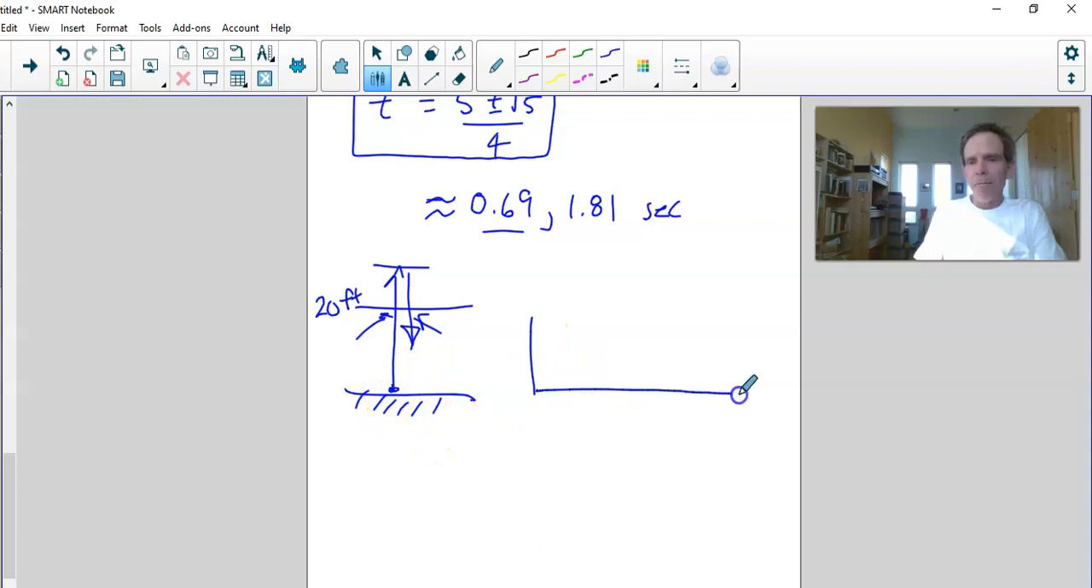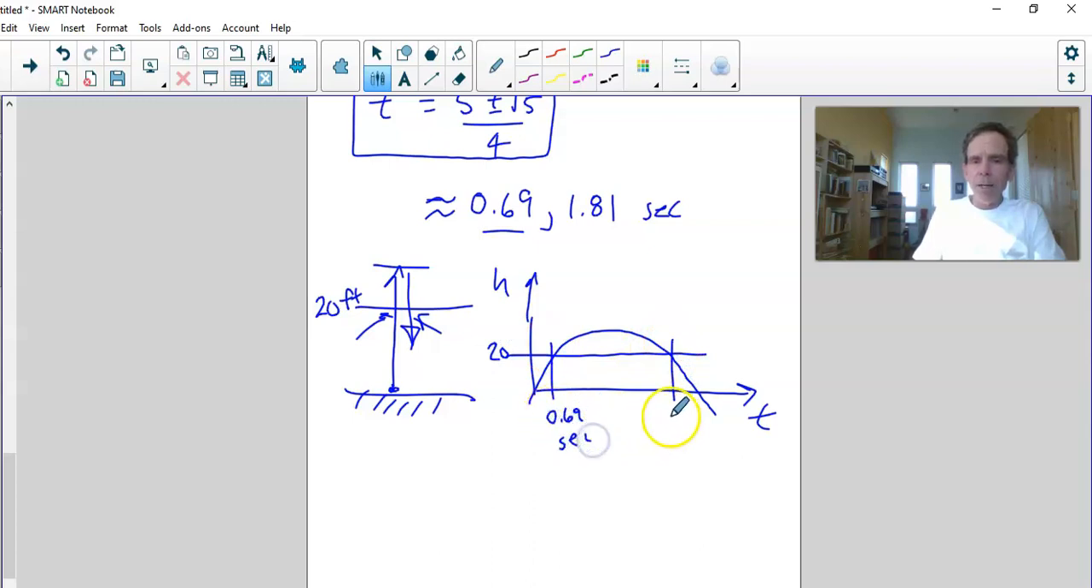A nicer graph would be to write the height versus the time, which gives you this parabola. This is not the trajectory of the object. This is just height versus time. And here's maybe the 20 feet. And these two places here are the times. This is the 0.69 seconds. And this one is the 1.81 seconds. Does that make sense? I hope so.